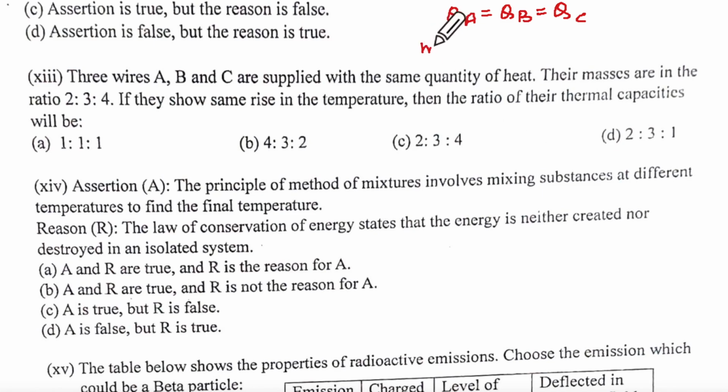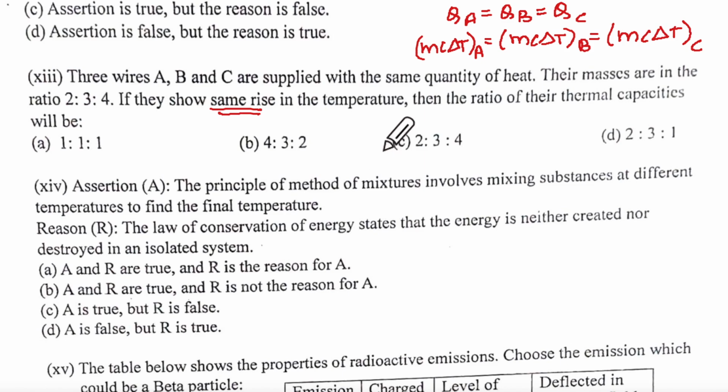Let us write over here MC delta T of A is equal to, tell me, MC delta T of B equal to, tell me, MC delta T of C. Correct? Yes, ma'am. They have the same rise in temperature, means delta T is the same.